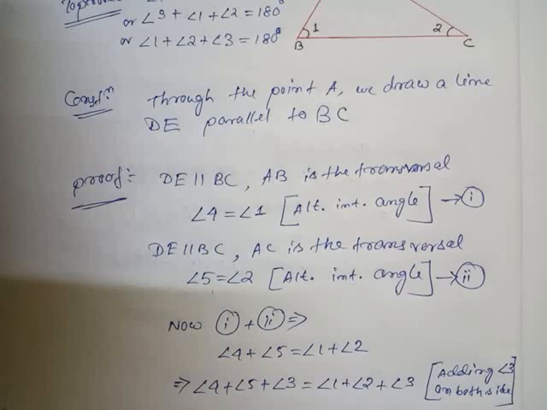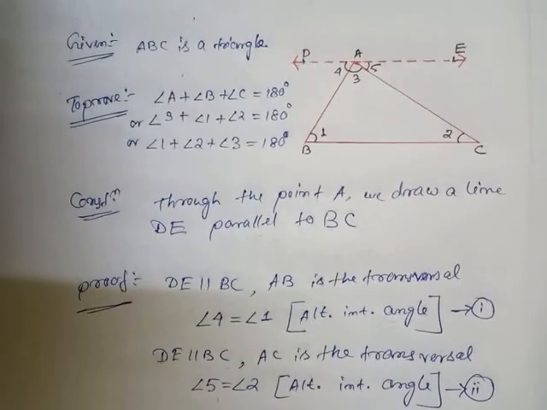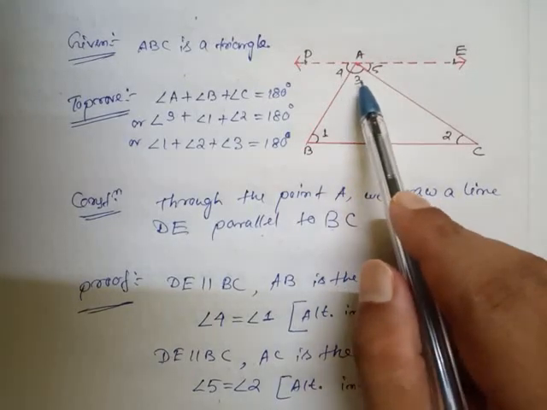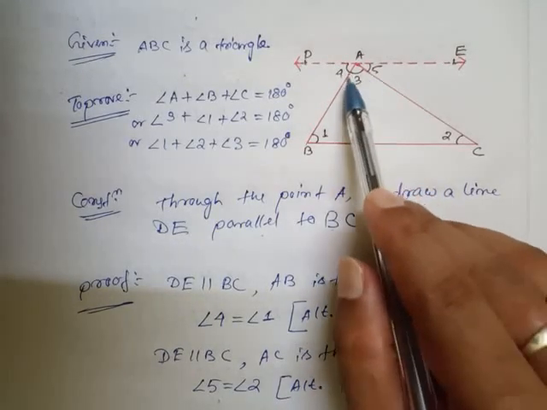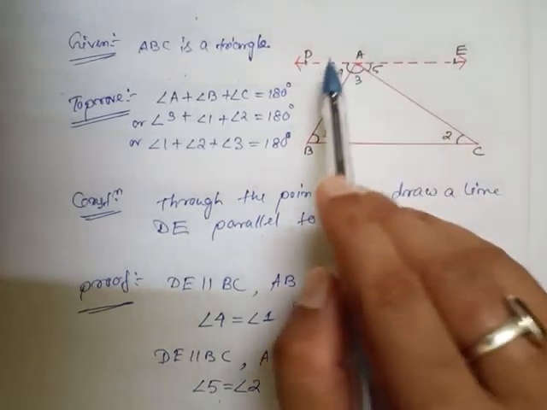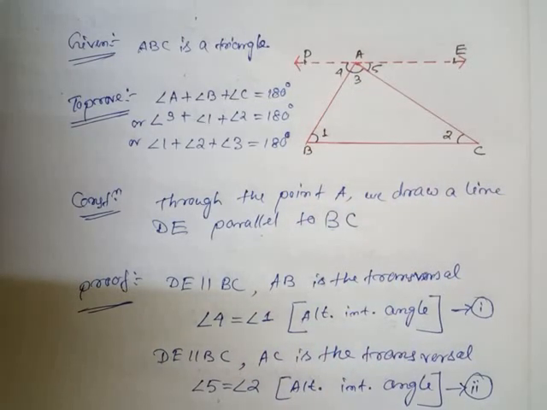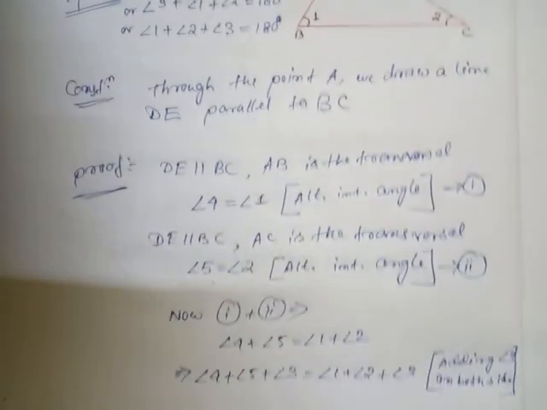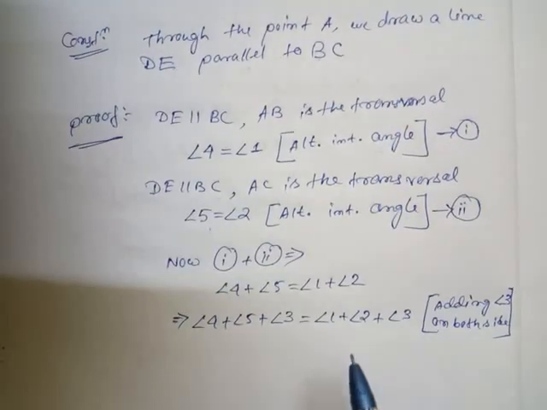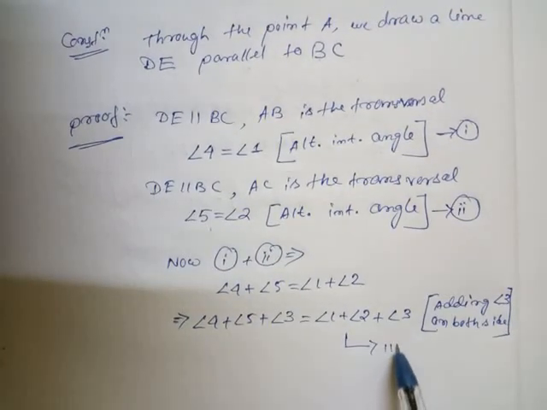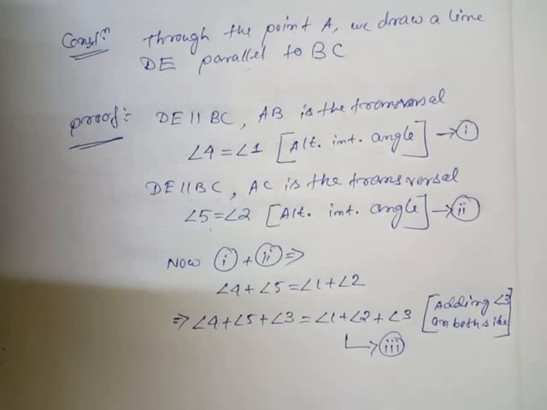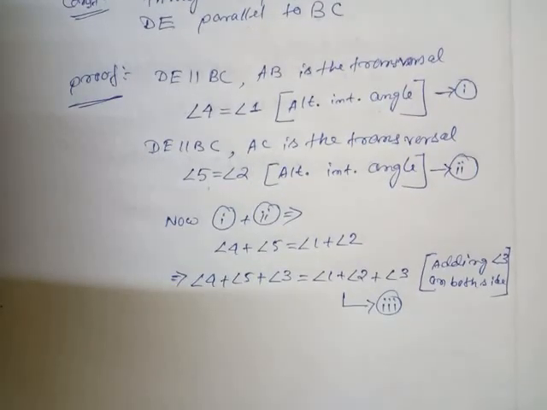So here students, angle 4 plus 3 plus 5 equal to 180 degrees. How? Because DAE is a straight line, and the value of a straight line is 180 degrees. So if I take this one as our equation number 3, it will be okay and easy for solving this problem.